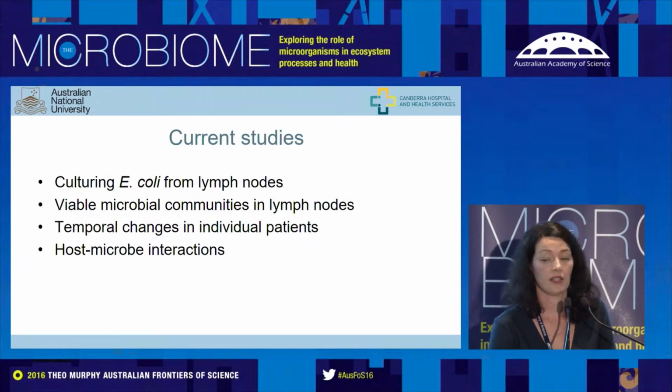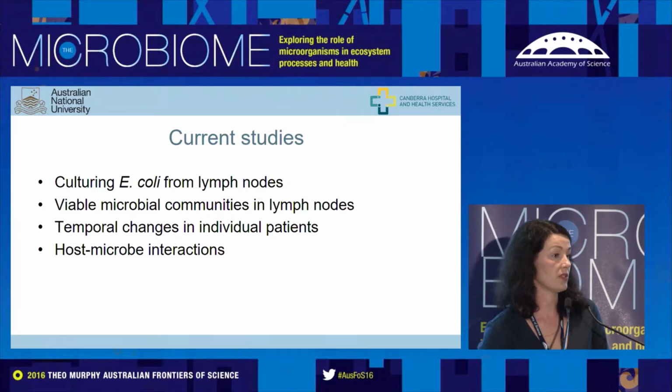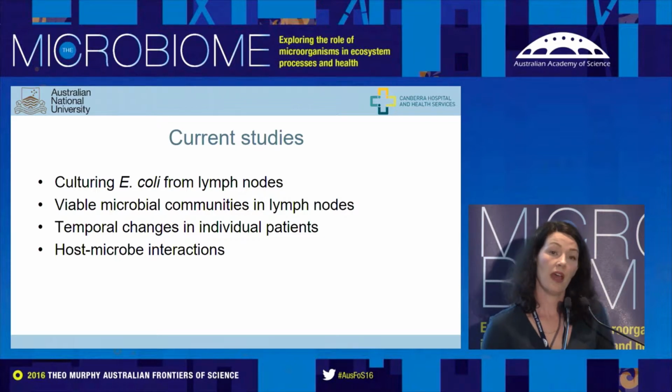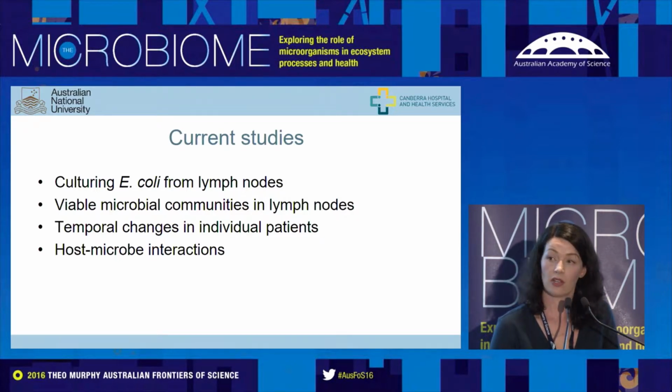So in a current study, we've been culturing E. coli from the lymph nodes of patients, and we've been able to do this for 60% of patients, but haven't been able to culture E. coli from a single control lymph node yet, so that's looking promising.